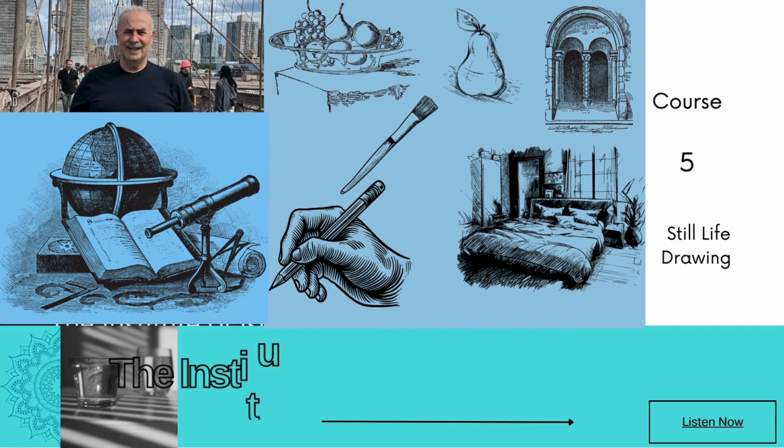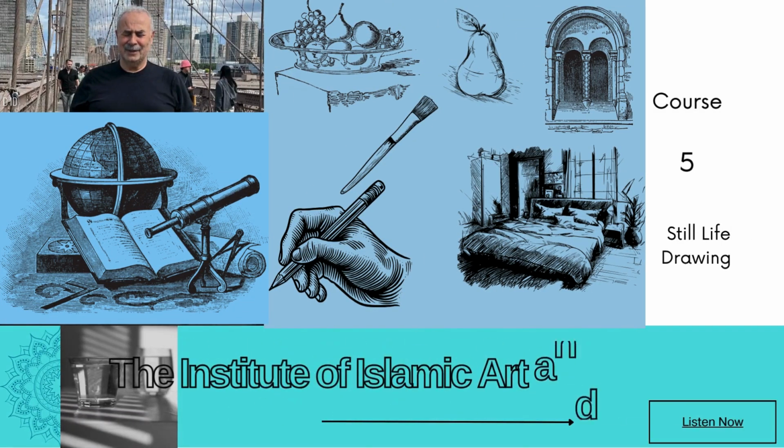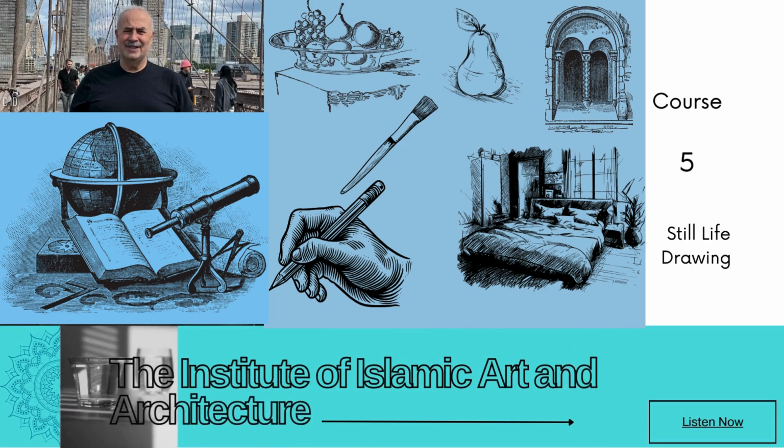Course 5, Still Life Drawing. Description: this course focuses on the art of still life drawing, including composition, lighting, and capturing textures. Course plan. Understanding the importance of composition in still life drawing. Setting up a still life arrangement with objects of varying shapes, sizes, and textures. Techniques for observing and accurately depicting object proportions. Practice rendering textures and capturing light and shadow in still life drawings.